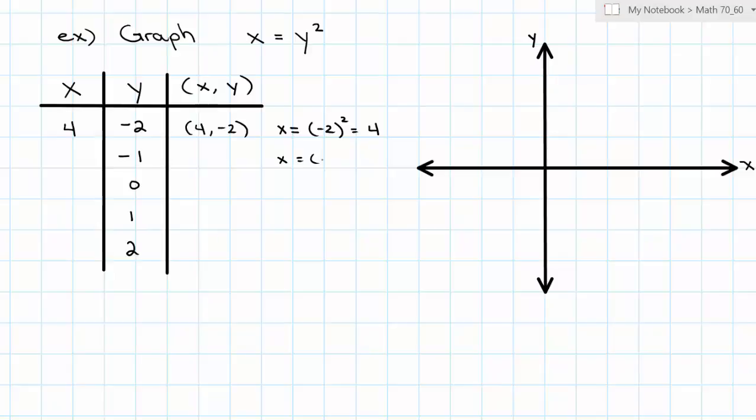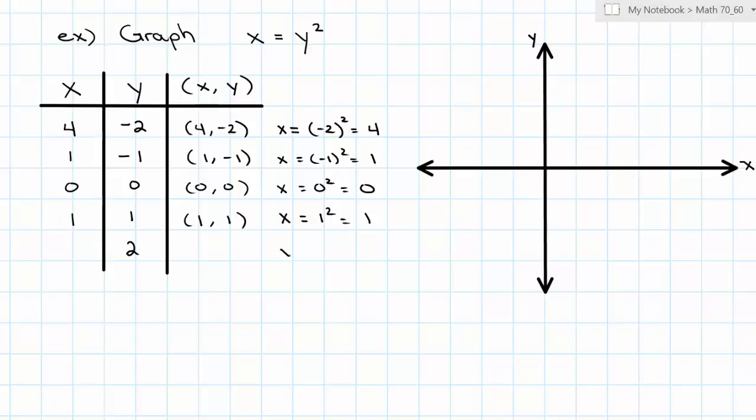Next we're going to substitute negative 1 for y. Negative 1 squared is just 1. So our next ordered pair is 1, negative 1. X is equal to 0 squared is equal to 0. So 0 comma 0 is our next ordered pair. X equal to 1 squared is 1. So 1 comma 1. X equal to 2 squared is 4. So 4 comma 2.